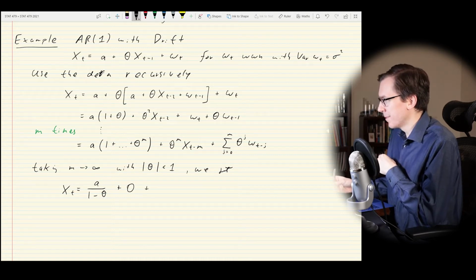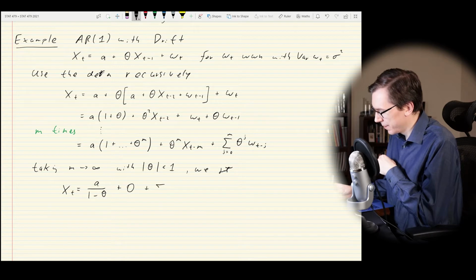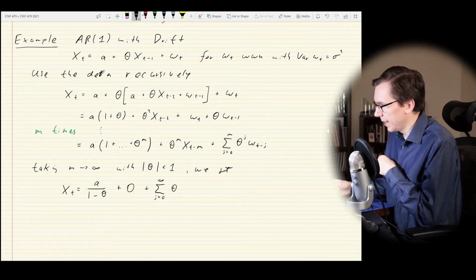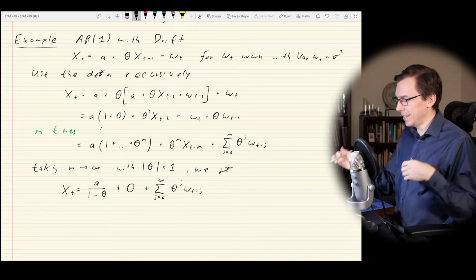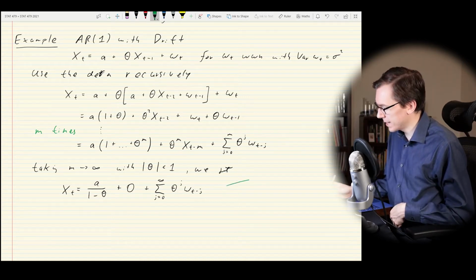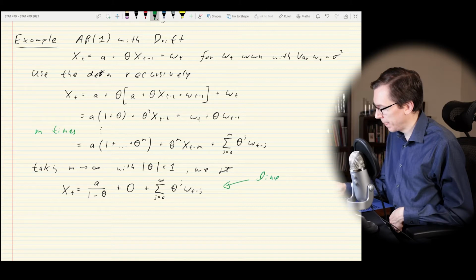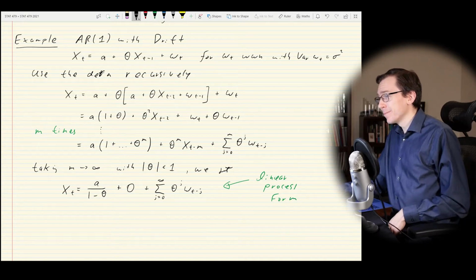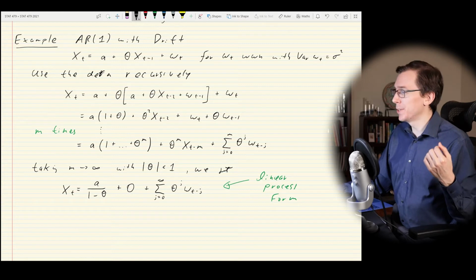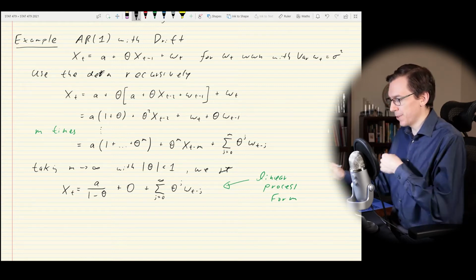Lastly, what else do we have? Yes, we also have this infinite sum of white noise from 0 to infinity, which is going to look a lot like what we had in the last lecture, Wt minus j. So now we have this in the form of a linear process. Linear process form. Okay, and this is going to allow us to compute the mean and the autocovariance pretty fast.